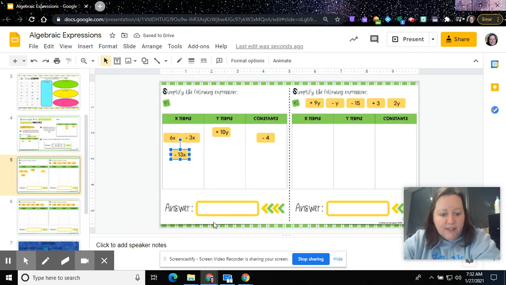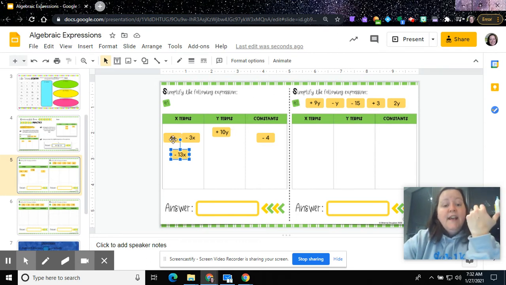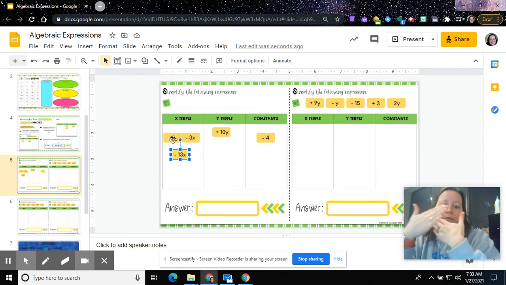So then you're going to put those together because you can only add things that have like terms with them. So you can only put the x terms together. You can't take 6x plus 10y and get 16xy. It changes everything. I always think of it with like fruit. If I have 6 apples instead of x's and I have 10 bananas, I don't have 16 apple bananas. I have 6 apples, 10 bananas. So those can't be put together. That's why we're sorting them.